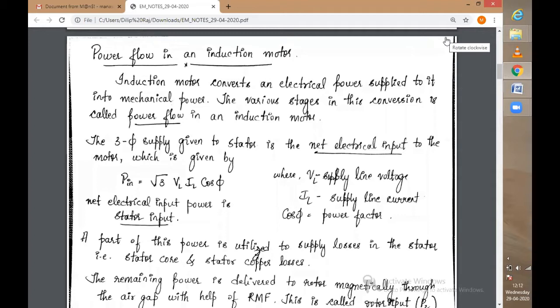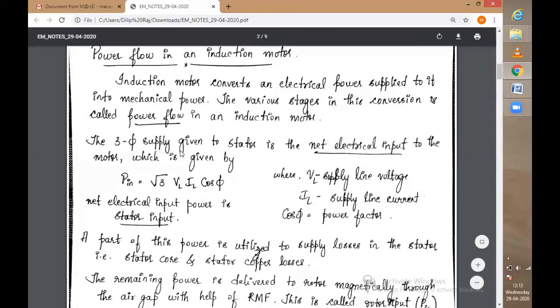So the various stages involved in this conversion are referred to as power flow in an induction motor. In an induction motor, we have two major parts. One is the stator, the other is the rotor. Stator forms the input part, whereas rotor forms the output part. So the electrical input is given to the stator. When a three-phase supply is given to the stator, that is the net electrical input to the motor.